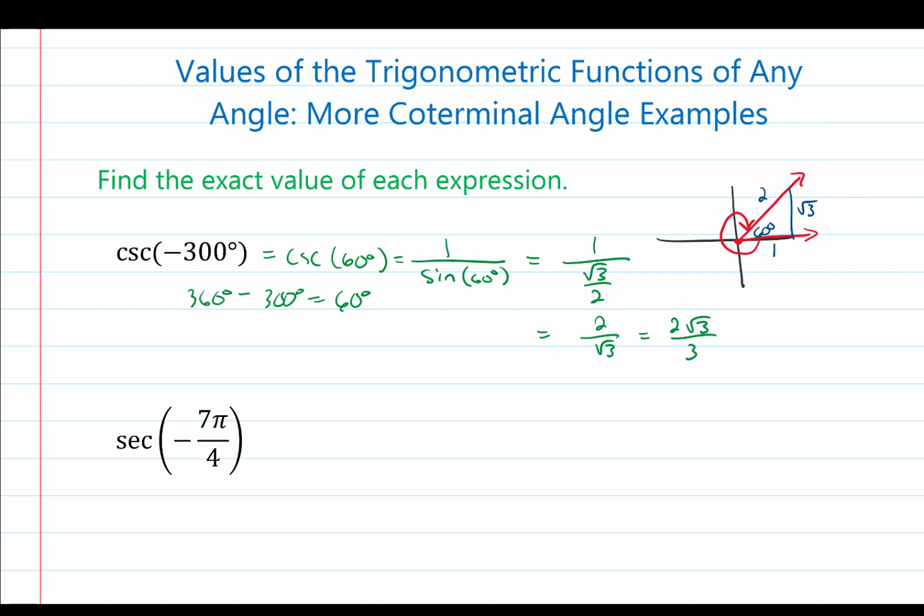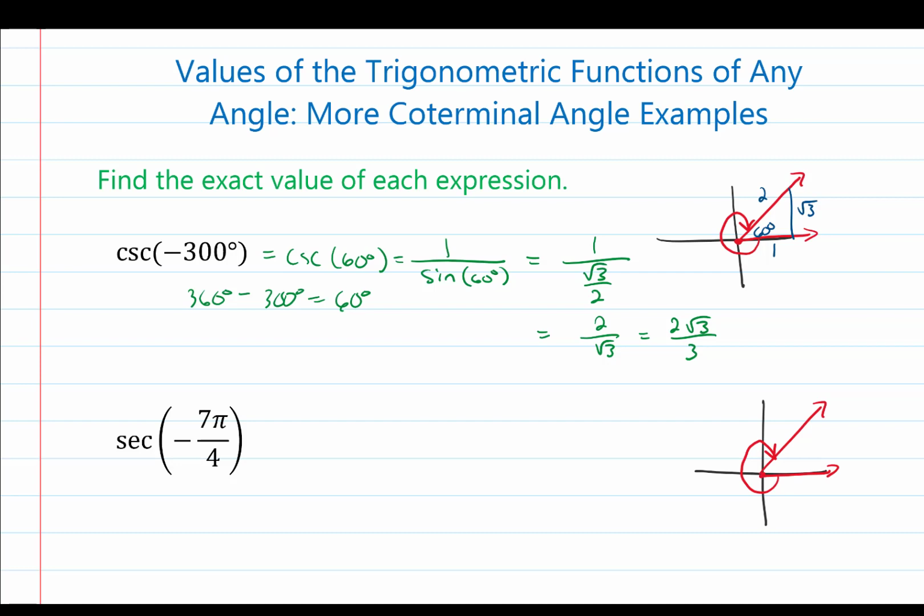Moving on to the secant of negative 7 pi over 4, I'm again going to put negative 7 pi over 4 in standard position on the coordinate plane. I have the initial side on the positive x-axis, terminal side is in quadrant number 1, and again this is going to be a clockwise rotation.